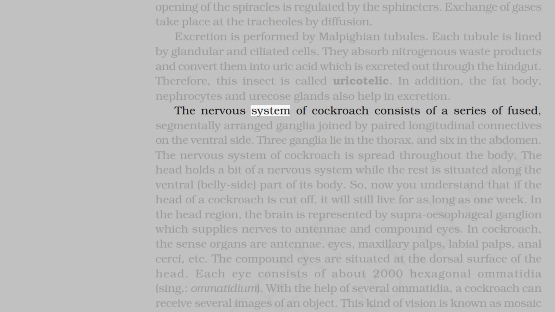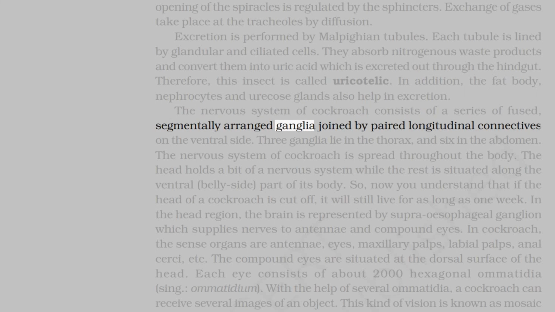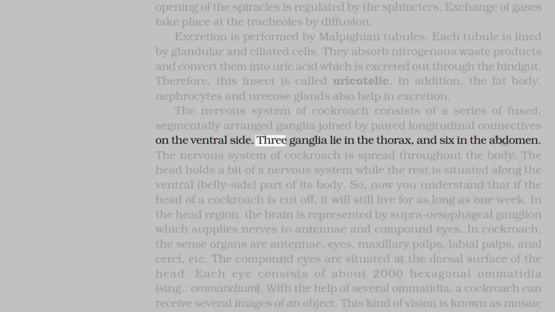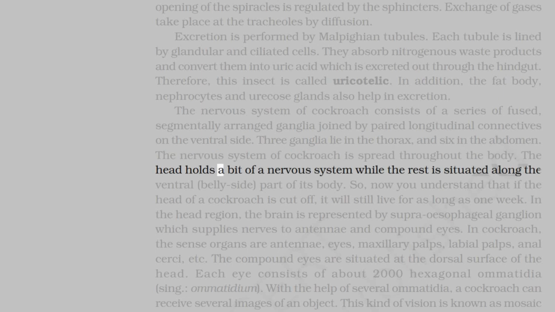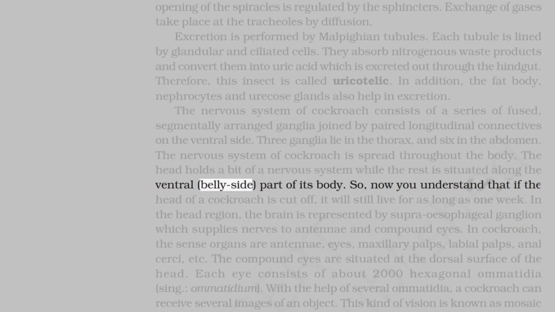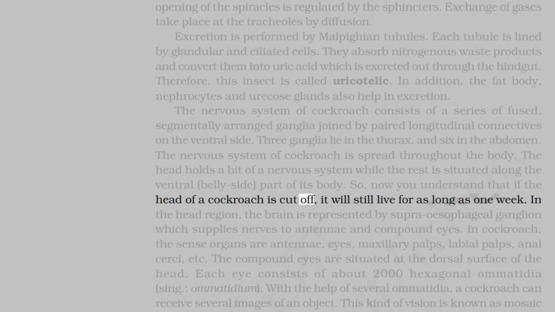The nervous system of cockroach consists of a series of fused, segmentally arranged ganglia joined by paired longitudinal connectives on the ventral side. 3 ganglia lie in the thorax and 6 in the abdomen. The nervous system of cockroach is spread throughout the body. The head holds a bit of a nervous system while the rest is situated along the ventral, belly side part of its body. So, now you understand that if the head of a cockroach is cut off, it will still live for as long as 1 week.